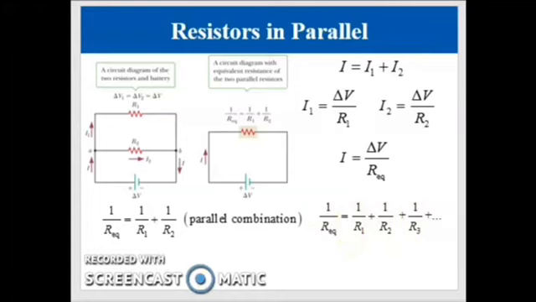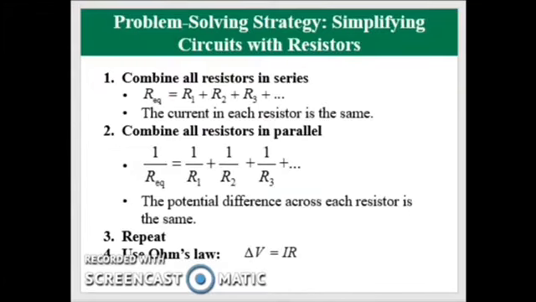From the expression there, we can see that the inverse of the equivalent resistance of two or more resistors connected in parallel is the sum of the inverses of the individual resistances and is always less than the smallest resistance in the group. Okay, this one is the problem solving strategy for combination of resistors.